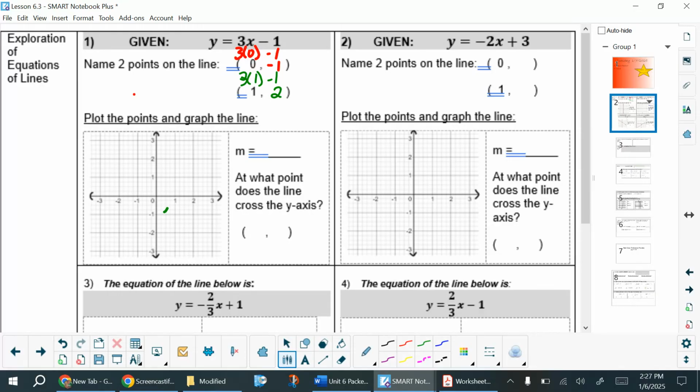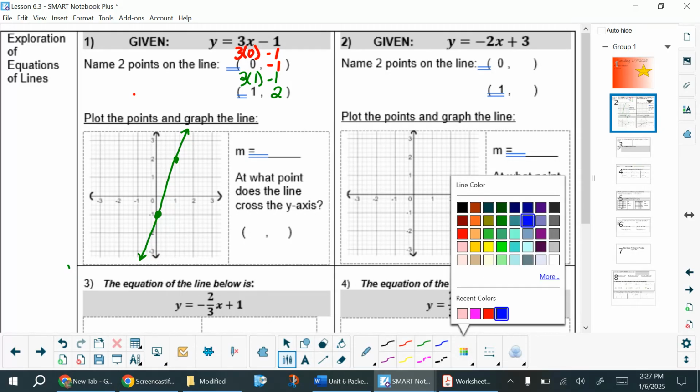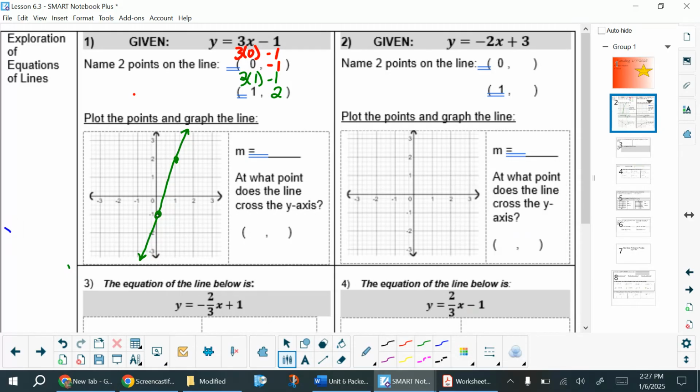From there, I'm going to go ahead and graph those points. 0 comma negative 1 is right there. And 1 comma 2 is right there, and I'll graph my line. From there, it is asking us for m. We need to remember that m is the slope of our line, so the rise over the run. I'll start at my leftmost point and do my rise. Looks like I went up 3. And my run, I went to the right 1, which is a positive 1. And so my slope is 3 over 1, or just 3.